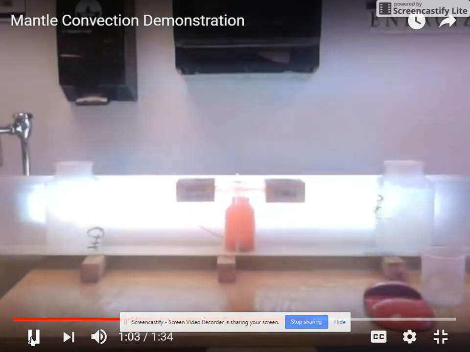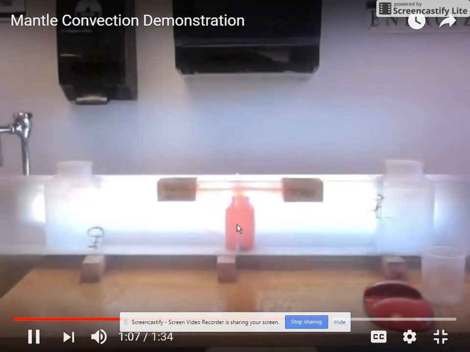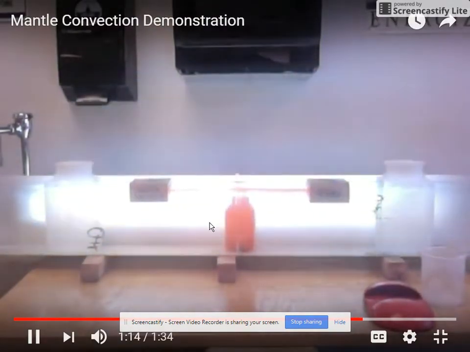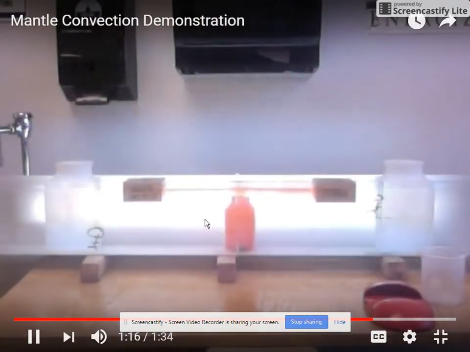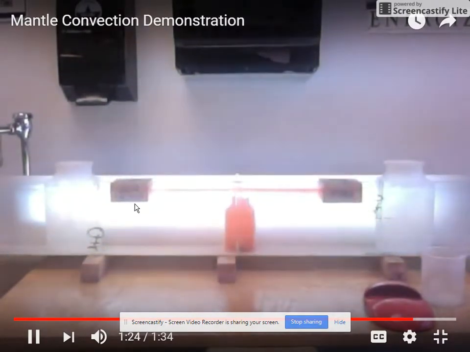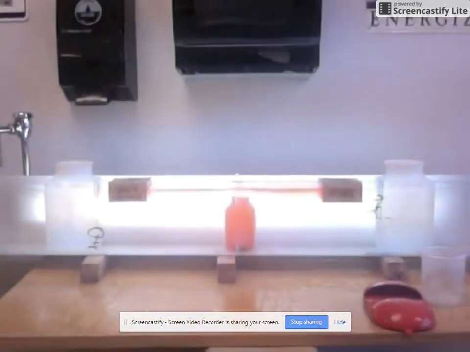The only thing that bothers me about this video is that you can see the hot water rising, but these are supposed to represent the plates, right? We can see that they're being separated, but it almost makes it look like they're being pushed on the edges, which is kind of how it works. But we also have it being pushed from the bottom, and I have a different video to show you that.